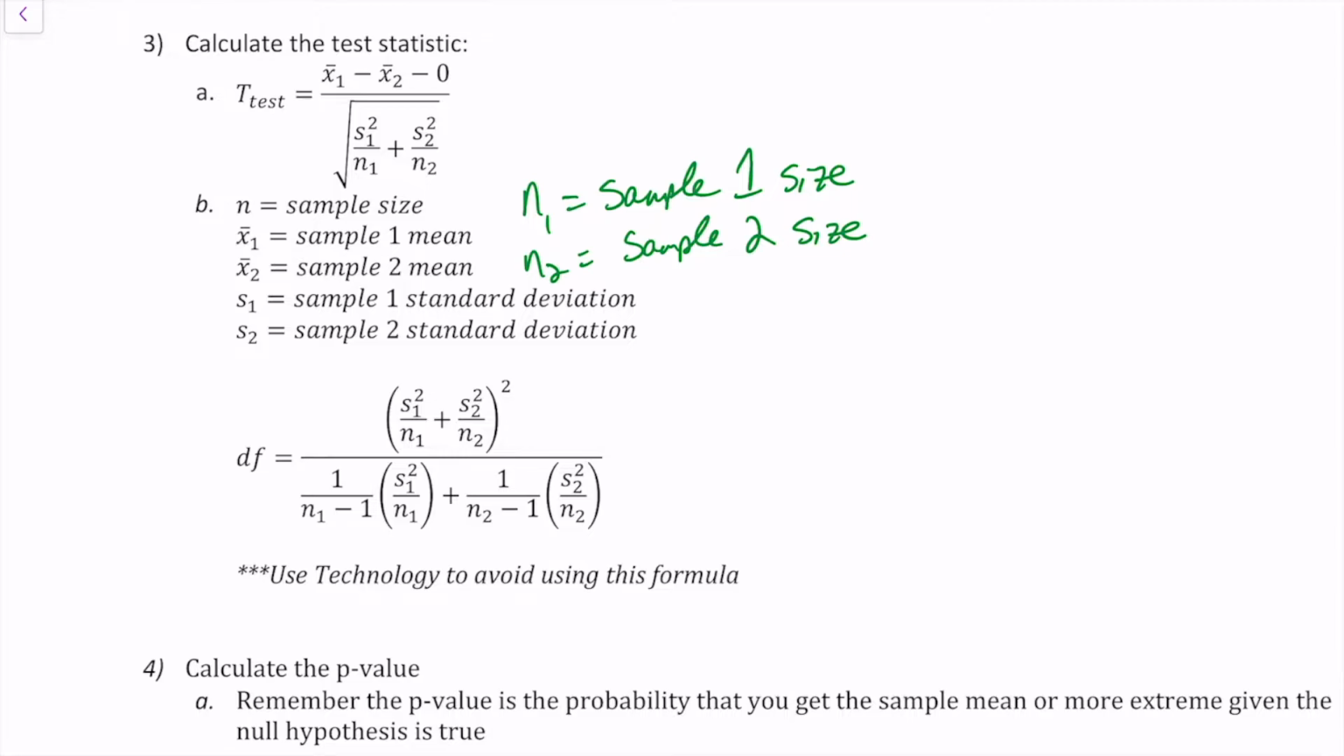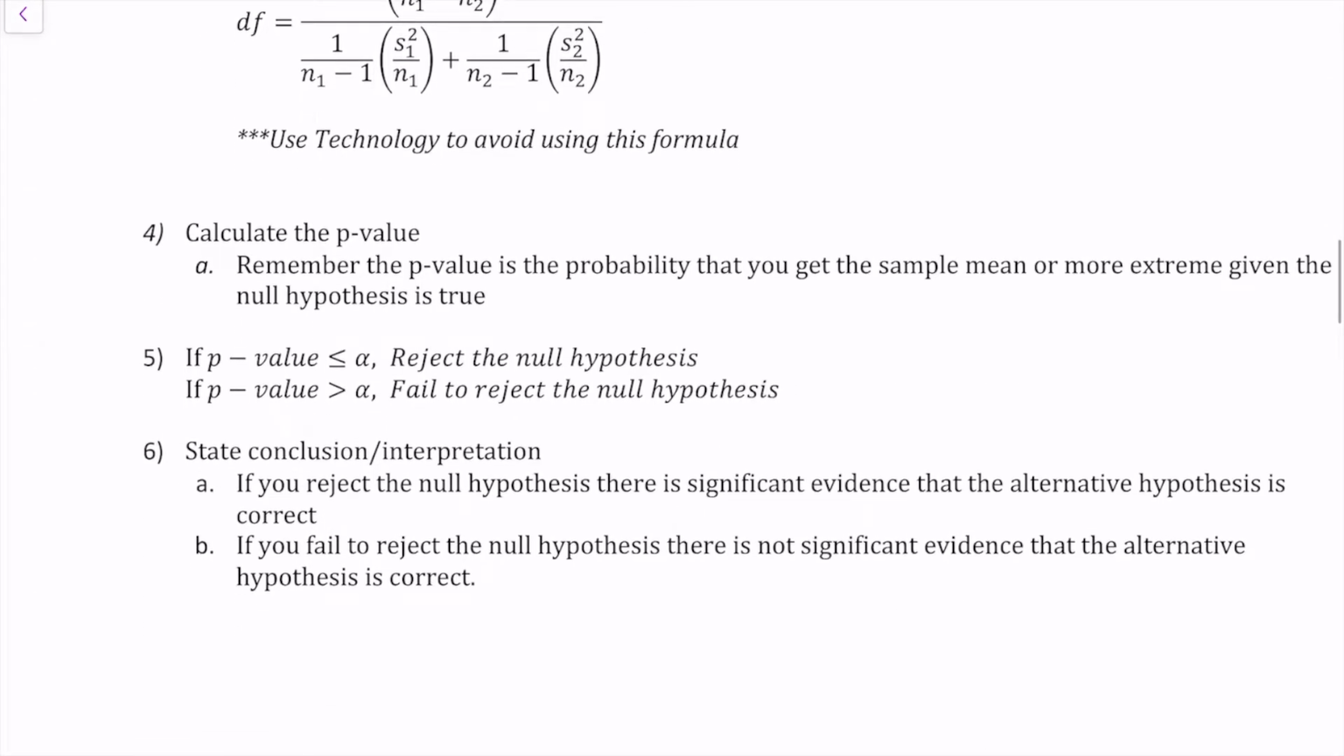So this is the degrees of freedom formula that you would use if you wanted to do this by hand, but thankfully our technology, whether it be our calculator or something like Excel or StatCrunch that we're going to use, will do this automatically for us, so we don't have to worry about this. Once we have that test statistic, we can then calculate the p-value.